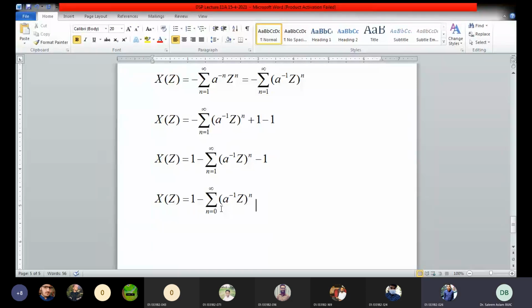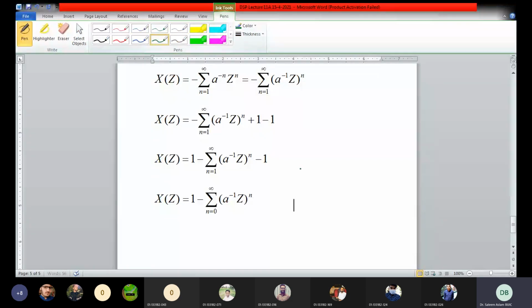Okay? Yes, sir. Now we are again confident to apply beta to the power k. We have come to the situation where we can easily apply the same formula. Summation k goes from 0 to infinity beta to the power k equals 1 over 1 minus beta, mod beta less than 1. Okay? We can now apply this on the summation. And now in our case, beta is not A Z inverse, but rather A inverse Z.